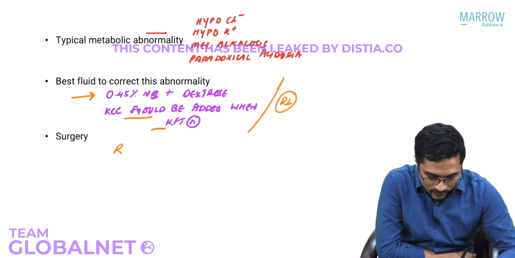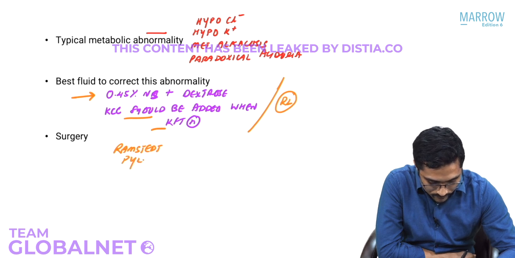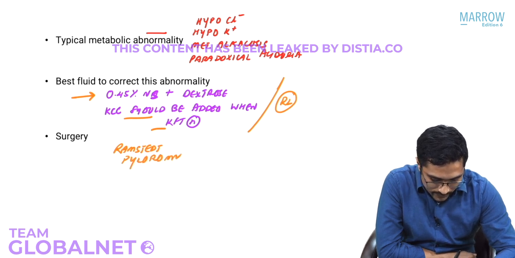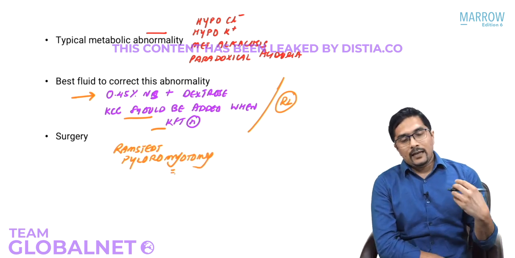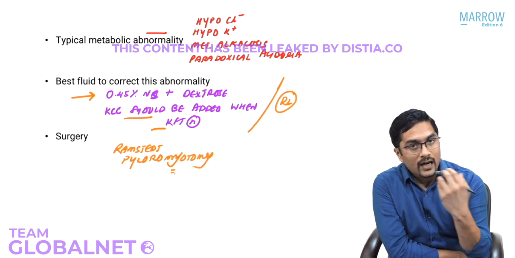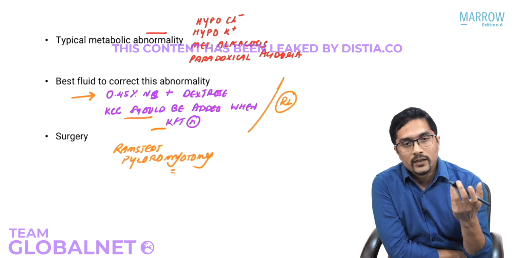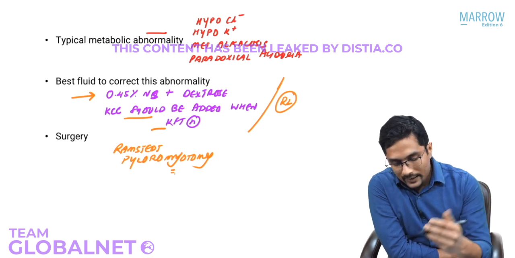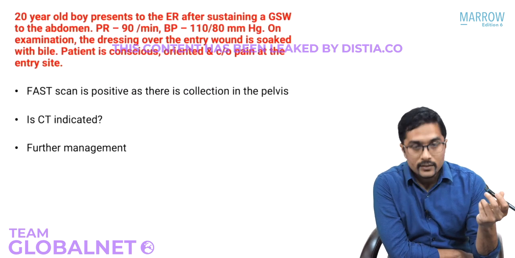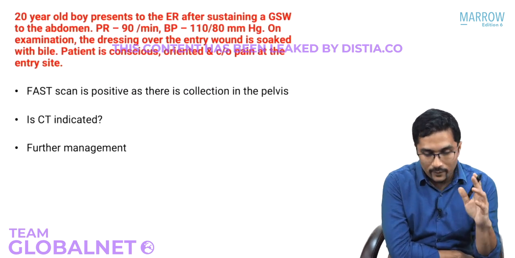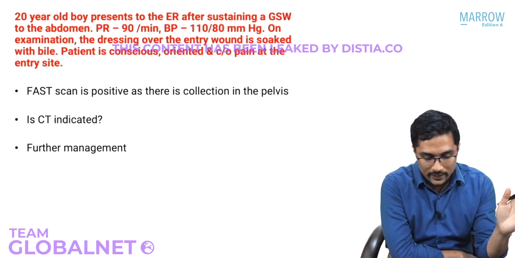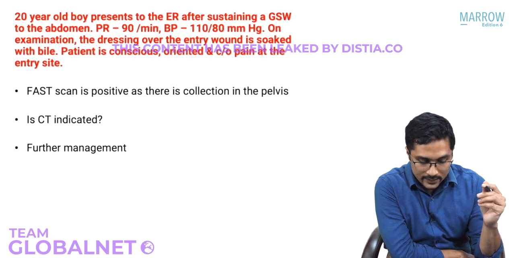The surgery, you know, is a Ramstedt's pyloromyotomy. And Ramstedt's pyloromyotomy, if it's an uneventful surgery, then you can start feeding the child as soon as 6 hours after surgery. So very common scenario, you should know all about idiopathic hypertrophic pyloric stenosis.